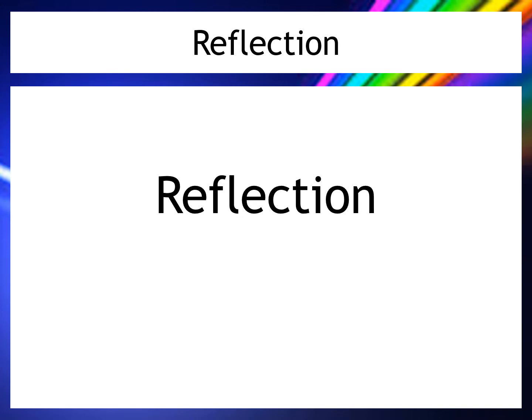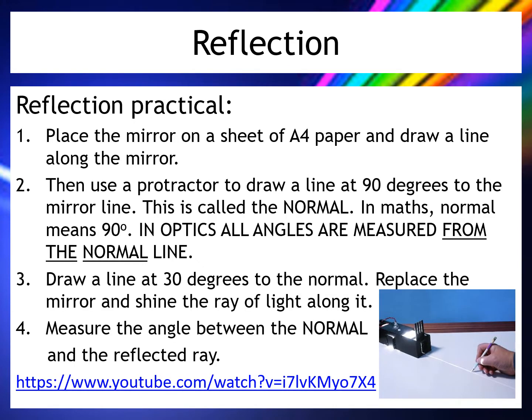This lesson looks at reflection, and this is part of the waves topic. We would normally start with a practical using a ray box as shown on the bottom right of this slide. We get a sheet of A4 paper, we place a mirror on the sheet and we draw a line along the mirror. We call this the mirror line.